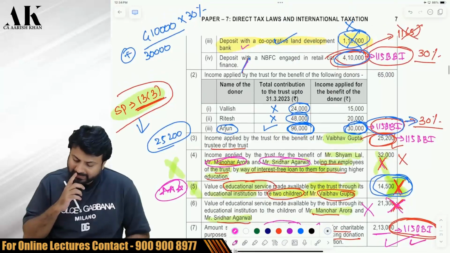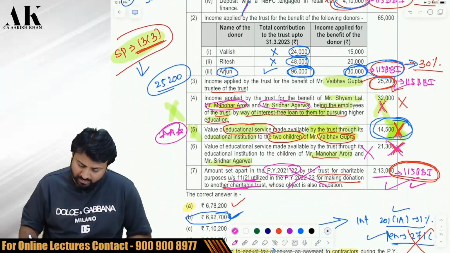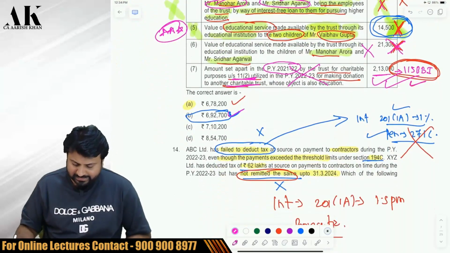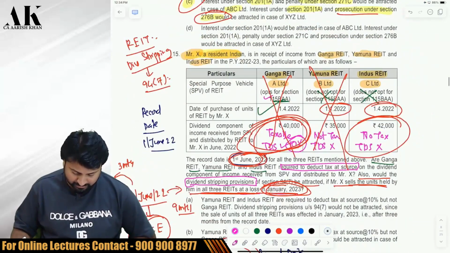Now, if you total all these things, that is 4,10,000, then 30,000, then this 25,200, then this 2,13,000 rupees, the answer will come to 6,92,700 rupees, and that is your answer in this particular question. Check it, please. Okay.